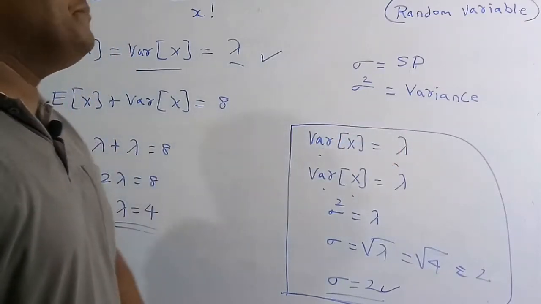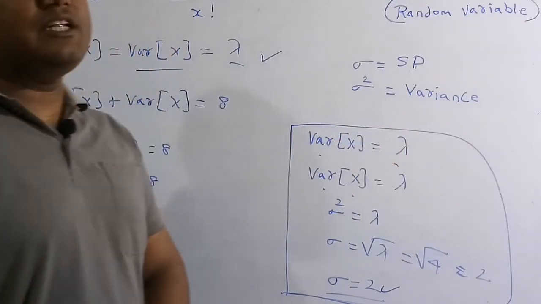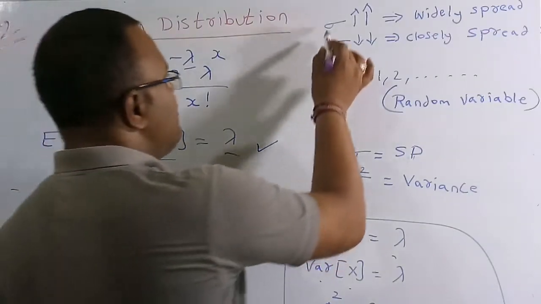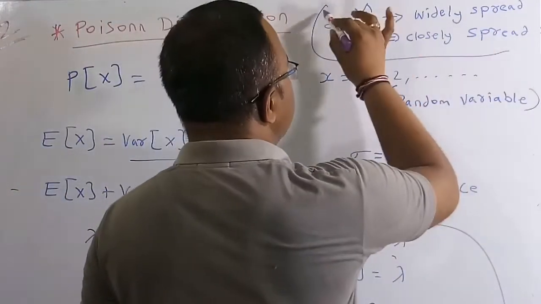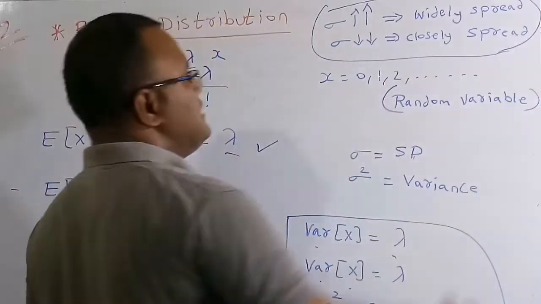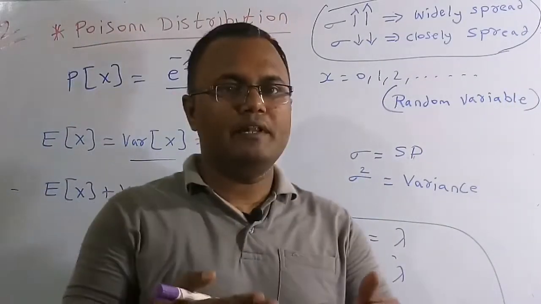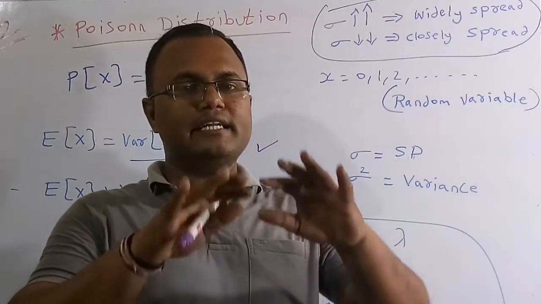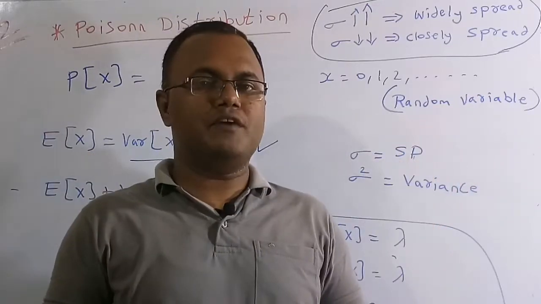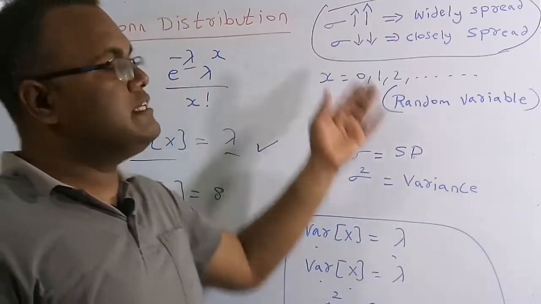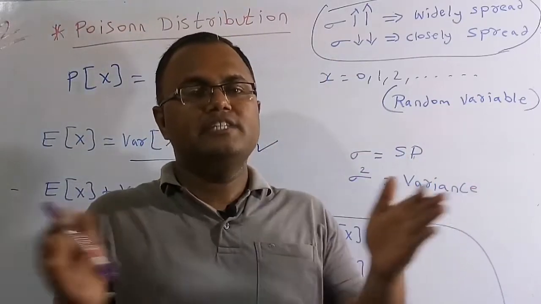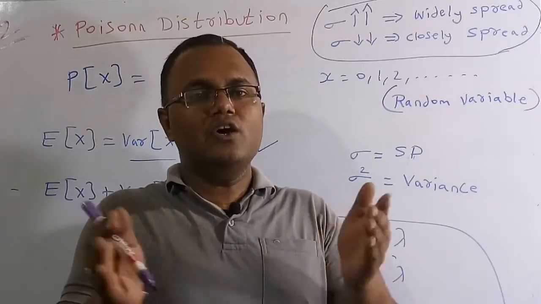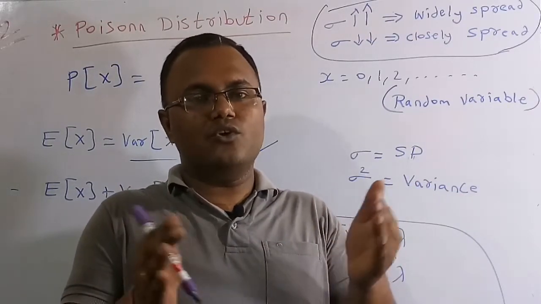And let me give you some important facts regarding this standard deviation. Whenever the sigma value increases, we can say that the data is widely spread across the values of the function f of x. If the sigma decreases, we can say that it is closely packed. The data is very closely packed around x is equal to 0.